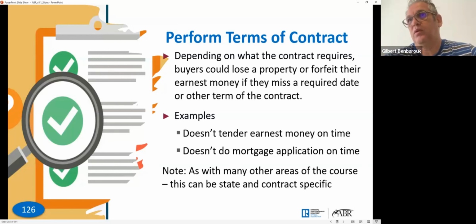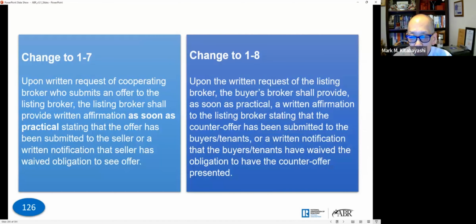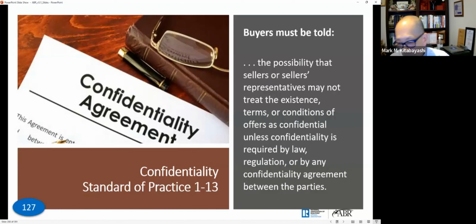Usually, it's by its own negotiation. Buyer must be told about the confidentiality agreement: the possibility that the seller or seller's representative may not treat the existence, terms, or condition of the offer as confidential, unless confidentiality is required by law, regulation, or by any confidentiality agreement between the parties.